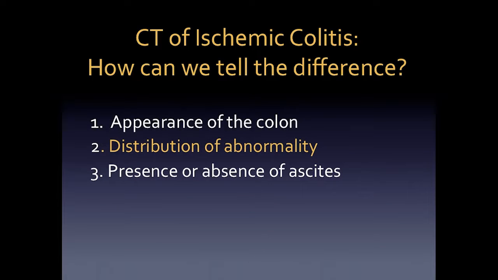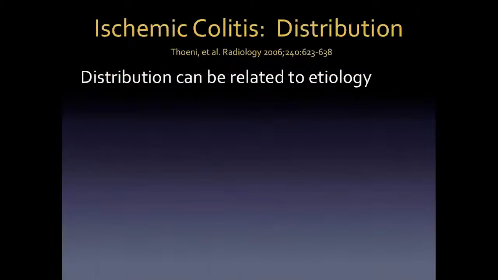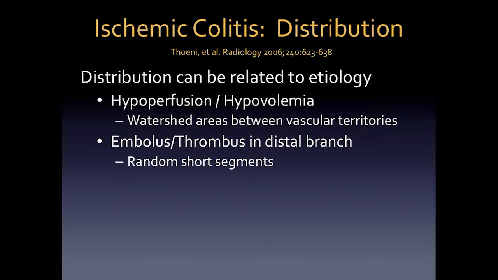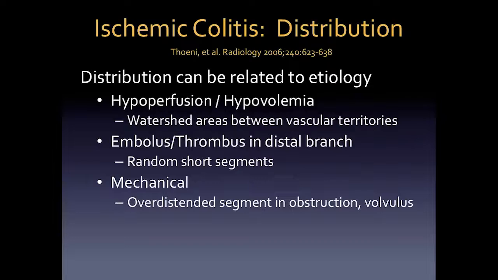The distribution of ischemic colitis, certainly distribution can be helpful to guide us to a diagnosis of ischemia. But there are lots of different potential distributions because it is related to etiology. So in cases of hypoperfusion, hypovolemia, you're looking for abnormalities at the watershed areas between vascular territories. If you had a little embolus or thrombus in a distal branch, you could have random short segments of abnormality. We can have ischemia due to overdistension, so colon obstruction or volvulus can cause ischemia.